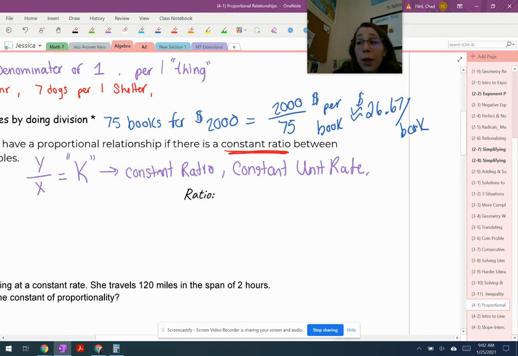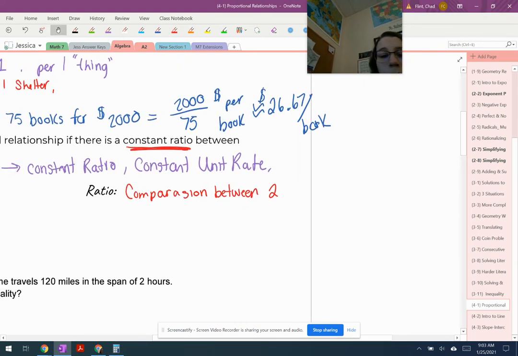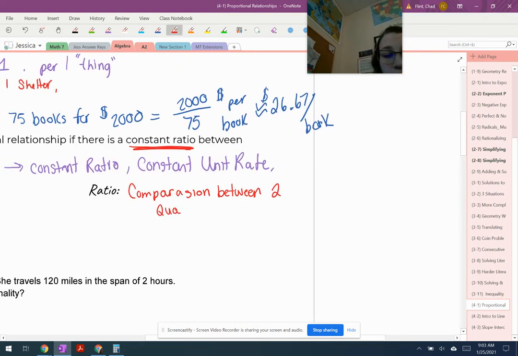When we're talking about a ratio, remember back from like 7th grade math with me or with whomever you had for 7th grade math, that a ratio is simply a comparison between two quantities, or two variables, x and y.